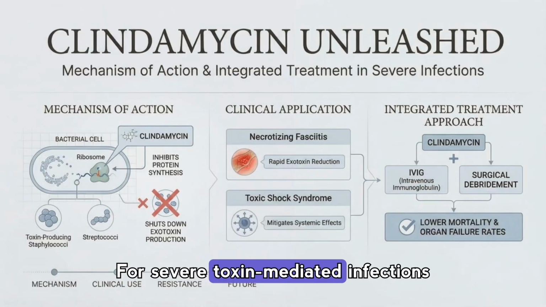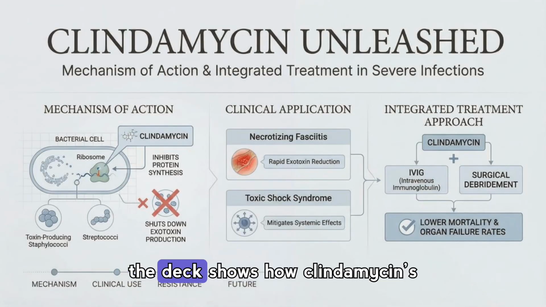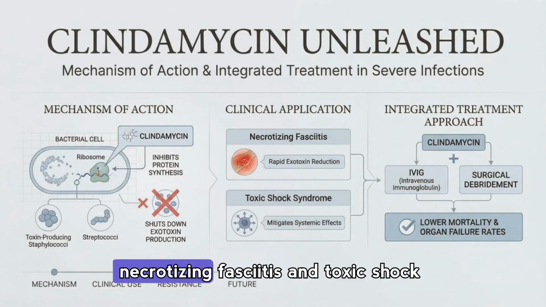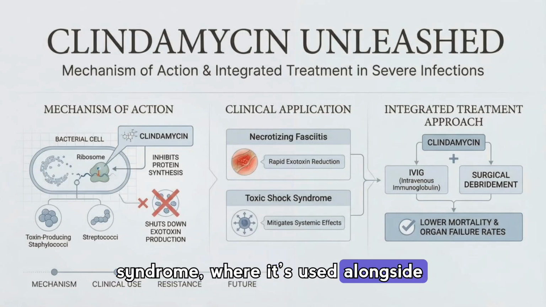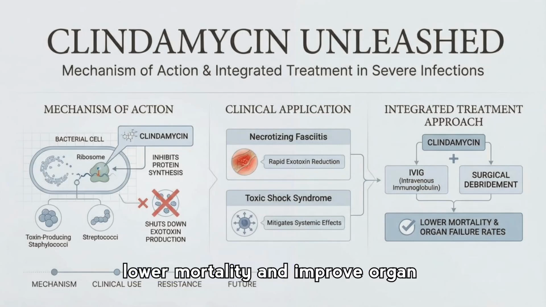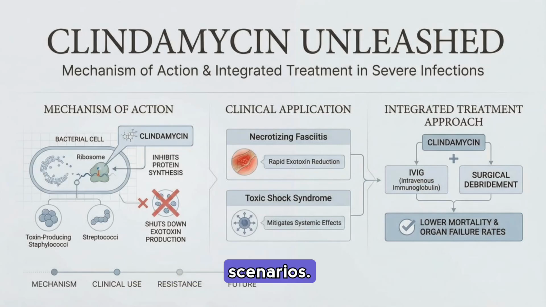For severe toxin-mediated infections, the deck shows how clindamycin's inhibition of exotoxin production is clinically important, especially in necrotizing fasciitis and toxic shock syndrome, where it's used alongside surgical debridement and sometimes IVIG to reduce systemic toxicity, lower mortality, and improve organ failure outcomes in these high-risk scenarios.